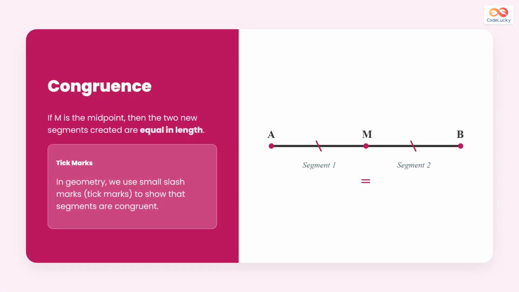When a midpoint divides a segment, the two new parts are congruent. Congruent means they have the same size and shape. In geometry, we use small slash marks, called tick marks, on the lines to visually indicate that these parts are equal. If you see these marks, you immediately know the lengths are the same.